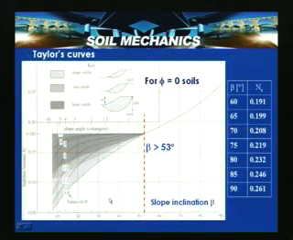Now, in this slide, the Taylor's curves are shown after Taylor 1948, where you can see here for beta greater than 53 degrees, this Taylor stability number is independent of the depth factor. So, for beta equal to 60 degrees, 65, 70, 75, 80, 85, 90, the stability numbers are given here. For beta equal to 90 degrees, that means this is a vertical cut, the stability number is 0.261, which can be obtained here for beta equal to 90 degrees.